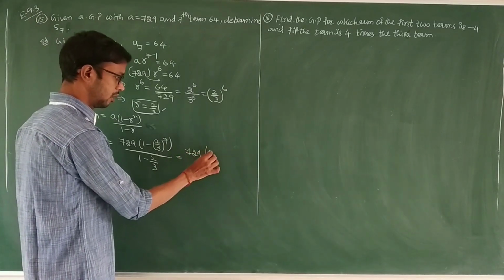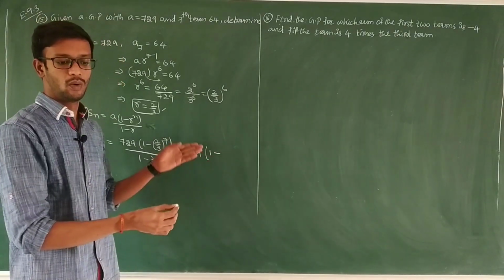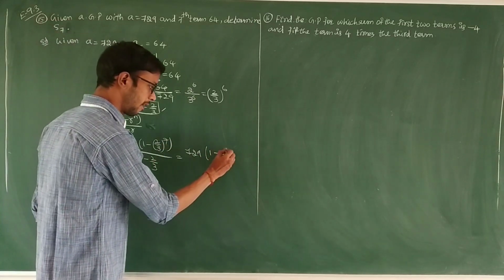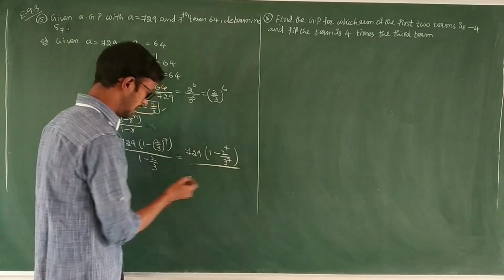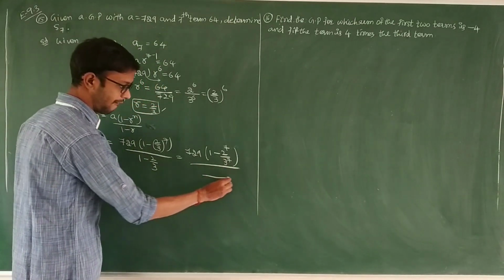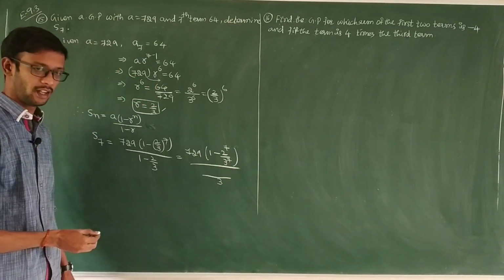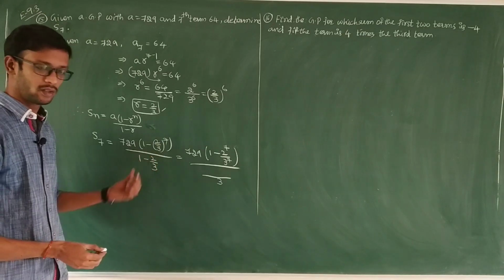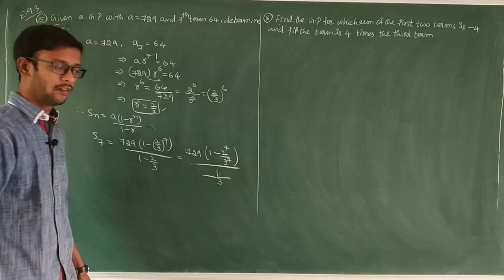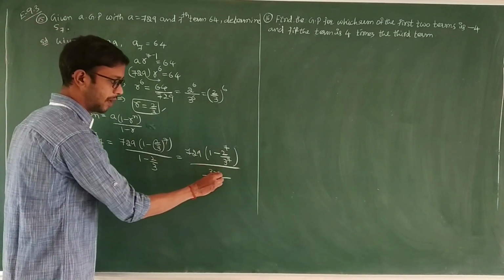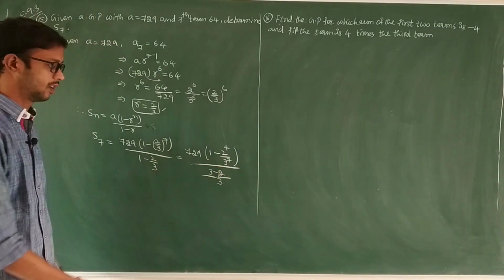729 into 1 minus 2 power 7 by 3 power 7, whole divided by... if you take the LCM here, take the LCM 3. 3 minus 2 is 1. 3 minus 2 is 1. Otherwise you can write here 3 minus 2 also. Next step we will do the simplification.